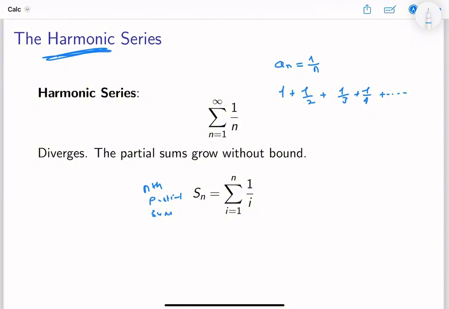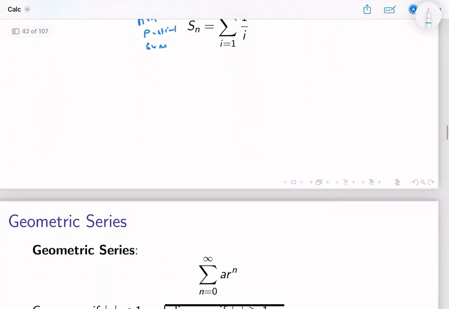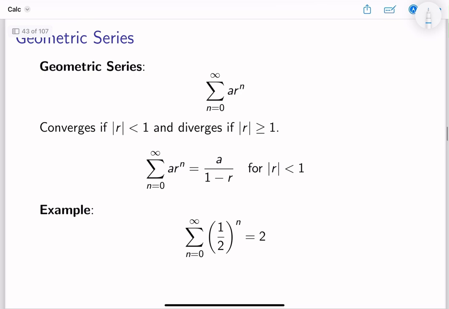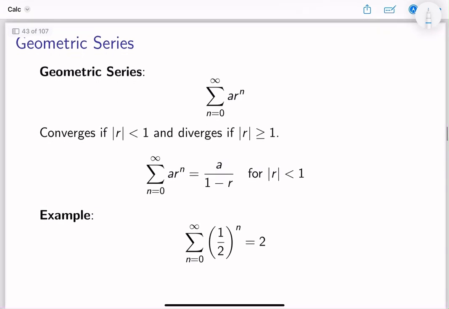So we will see in the coming video when we discuss the integral test or other tests why this series is actually divergent, right? So this is an example of a series. Keep this in mind. The next example that we want to go over is the so-called geometric series.